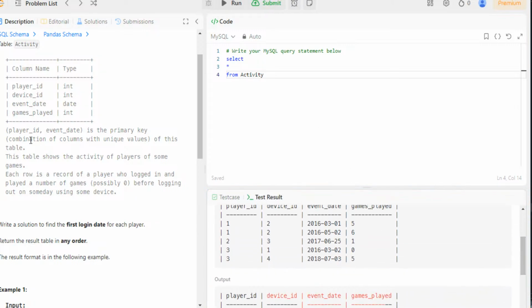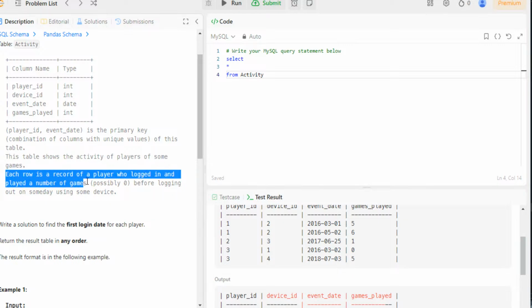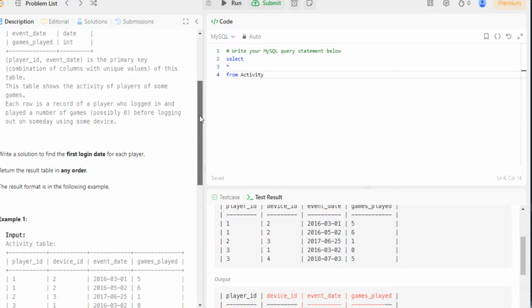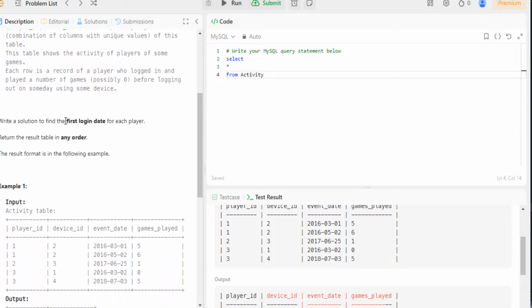So, alright, what do we need to do? The table shows activity of players. Each row is a record of a player who logged in and played a number of games, possibly 0, before logging out on some day using some device. Okay, so pretty vague. Alright, so we're going to write a solution to find the first login date for each player.